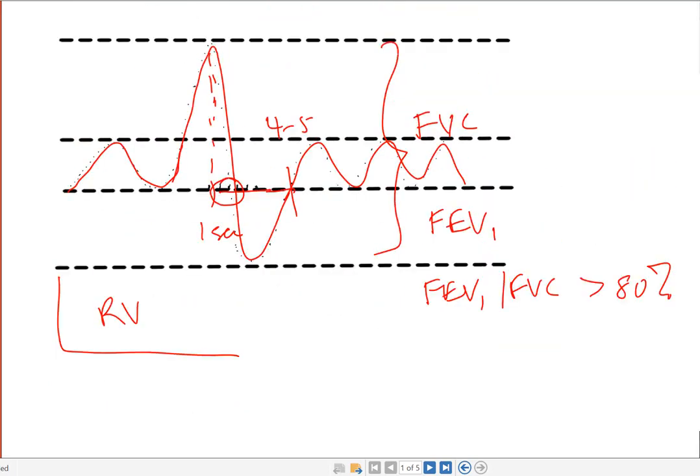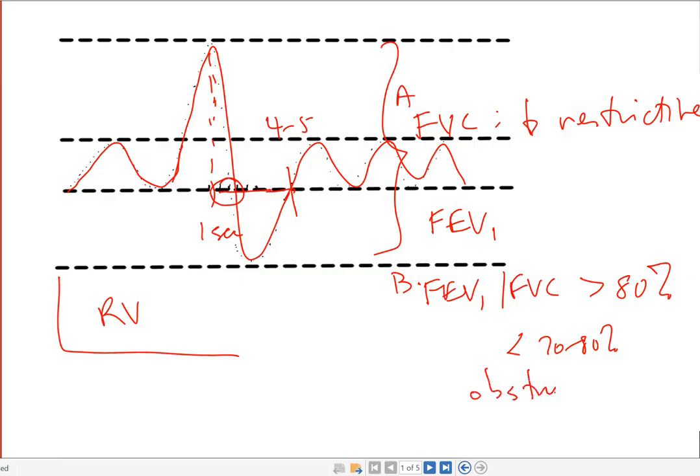Well, we're going to use our forced vital capacity because it is going to be decreased in restrictive diseases. And we're going to use our FEV1 over FVC because it's going to be less than 70 to 80%, depending on whose criteria you want to use, in our obstructive diseases. So those are our two basic parameters that we're going to use.